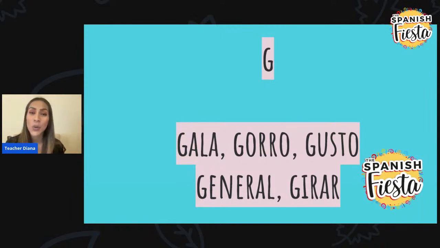This is where it's going to sound like letter H, but a little bit stronger. General, girar. This is a matter of practice. Look at the difference again. Gala, gorro, gusto. General, girar.